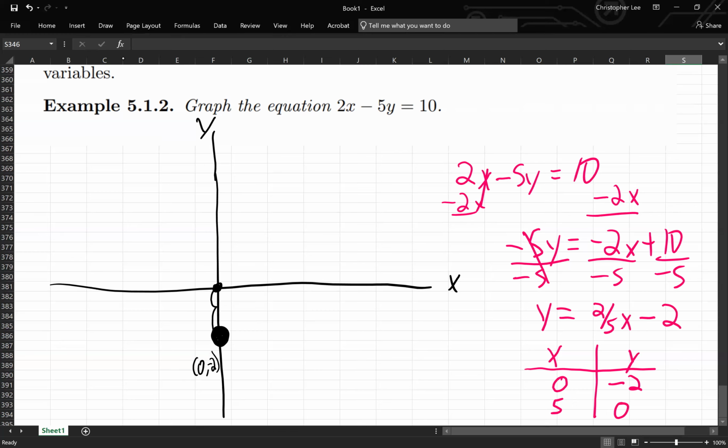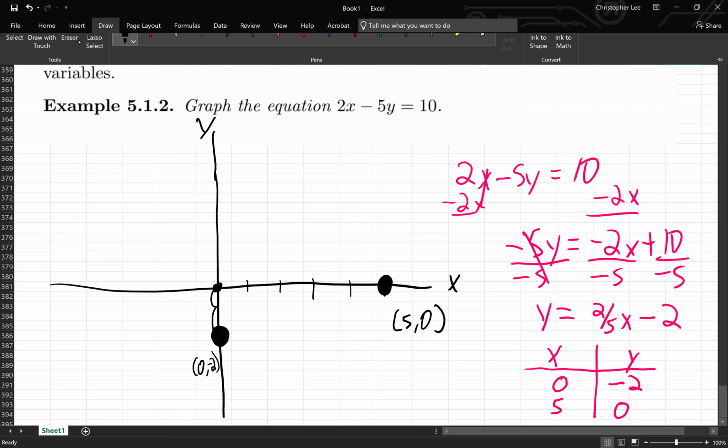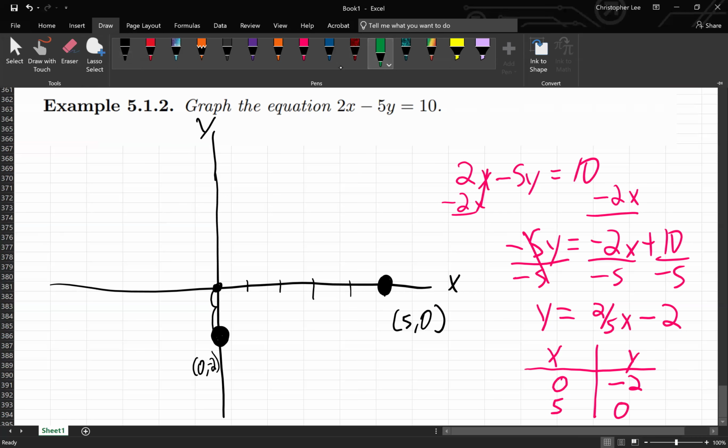This next one is 5, 0. Just going to come across 5. 1, 2, 3, 4, 5. And here we go. This is that point, 5 comma 0.